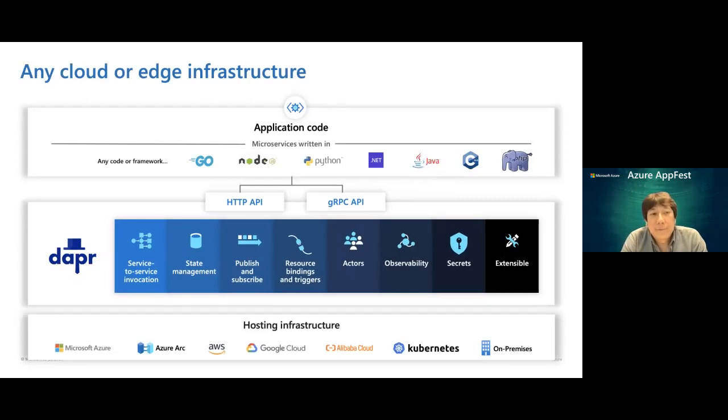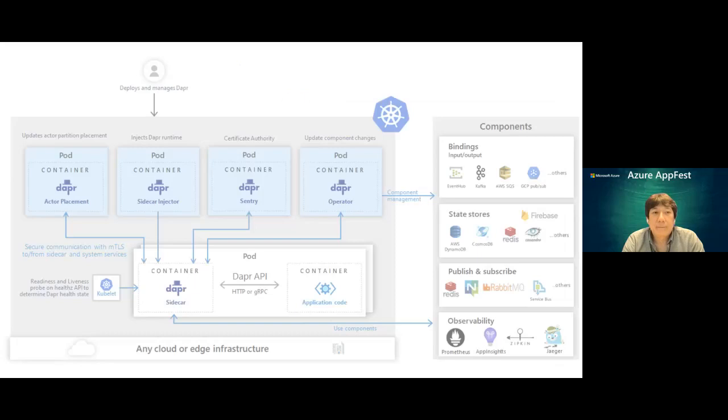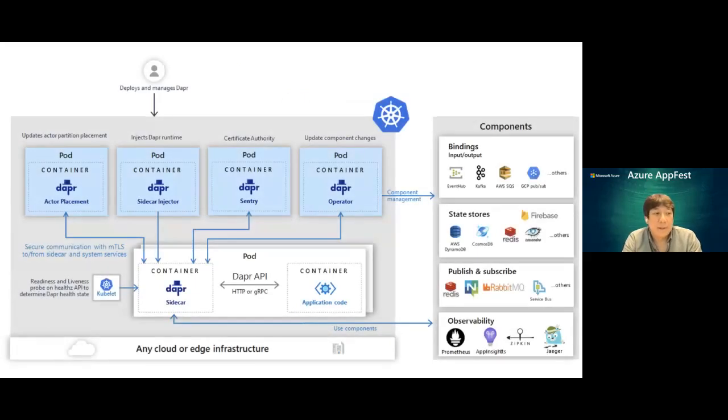So any code, any framework, Golang, Node.js, Python, .NET, Java, you can make use of Dapr today. You can run it on any infrastructure: Azure, AWS, Google, Alibaba, Kubernetes, it doesn't matter. You can run it on your local desktop, test it on your laptop, and deploy it on Kubernetes. And you can use Dapr on Kubernetes and on container apps.